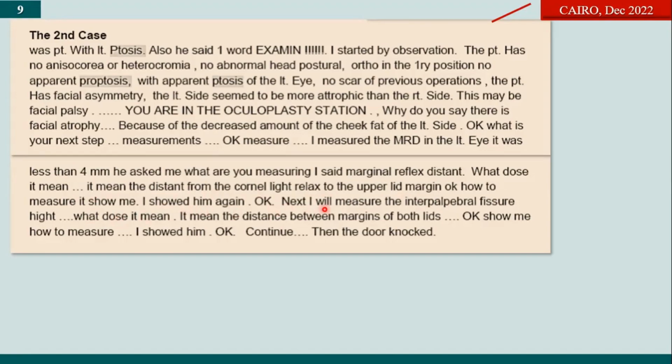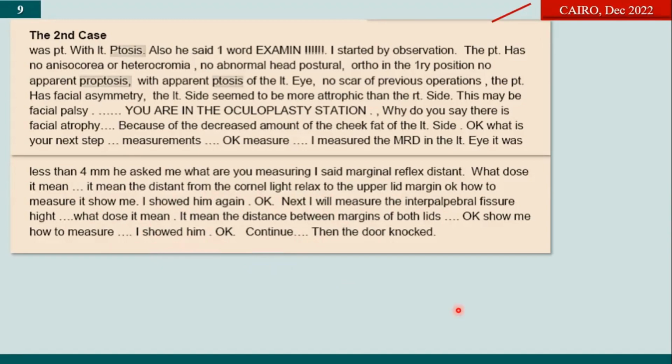Okay. Next, I will measure the interpalpebral fissure height. What does it mean? It means the distance between the margins of both lids. Okay, show me how to measure. I showed him. Okay, continue. Then the door knocked. Okay. What is your reflection on this experience?